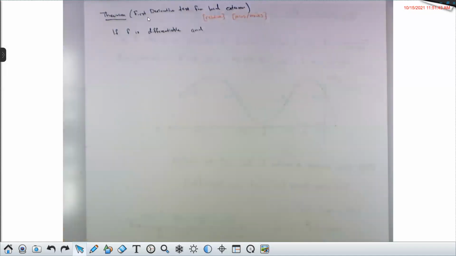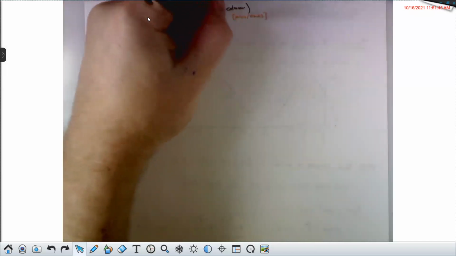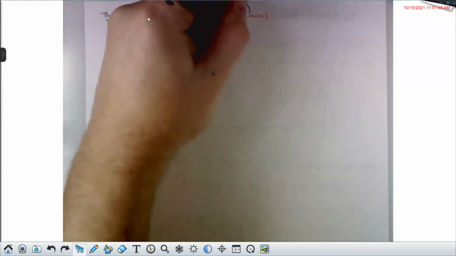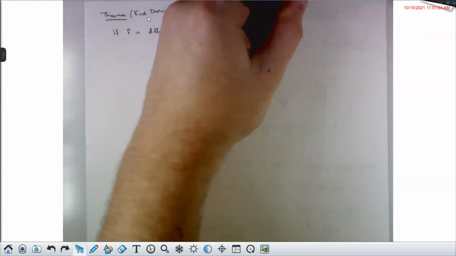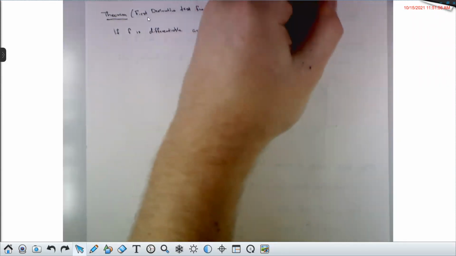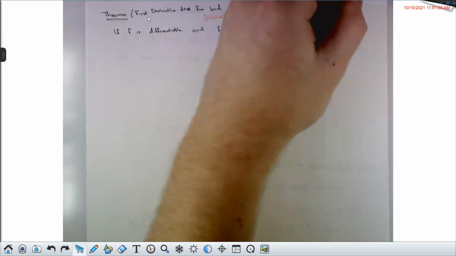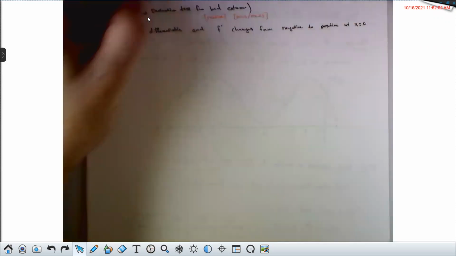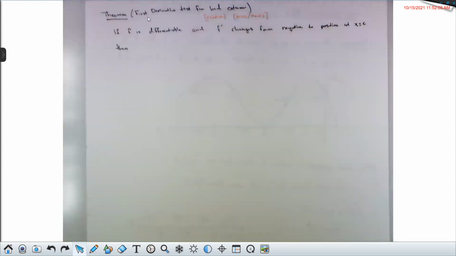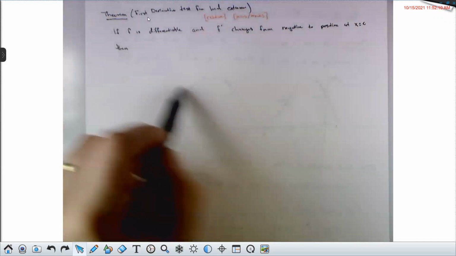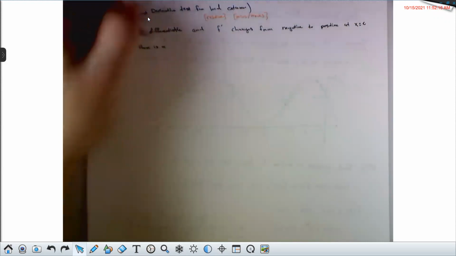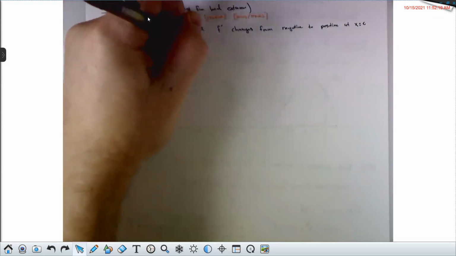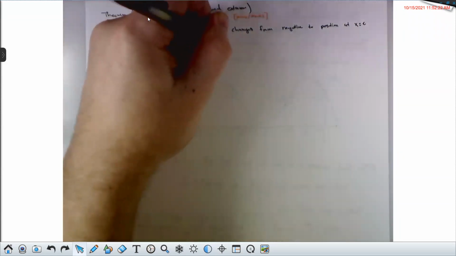So if f is a differentiable function and f prime changes from negative to positive at x equals c, then what does that mean? That means f went from decreasing to increasing, which means you had to have gone through some sort of a valley. So then there is a local min at x equals c.